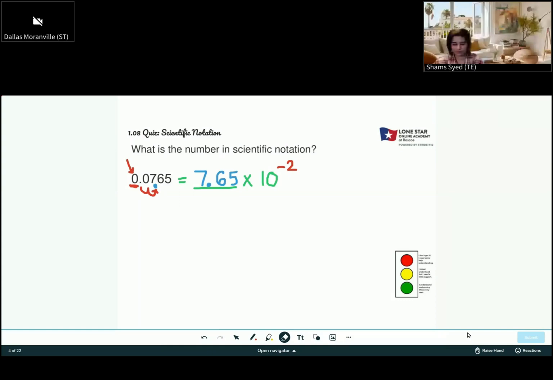Let's see, I can type for Dallas. Dallas, keep trying. How can we help Dallas? If you guys have strategies, please type in the chat and let's help her out. Okay.